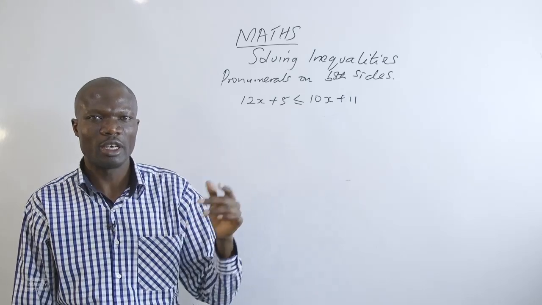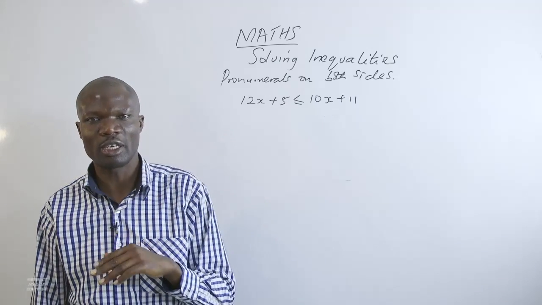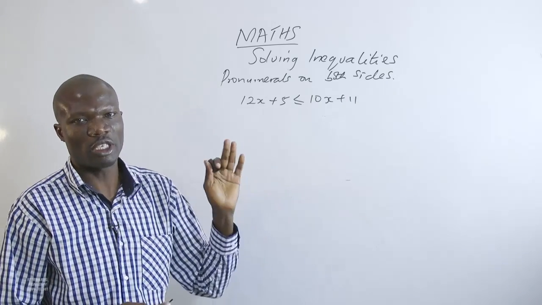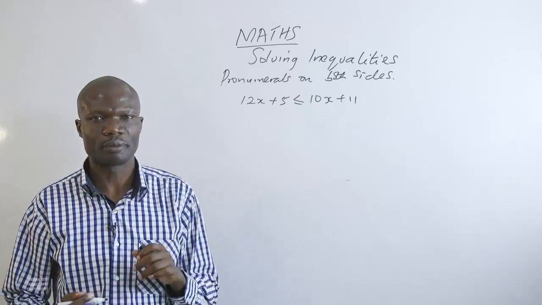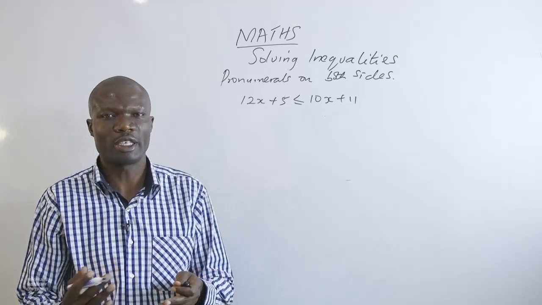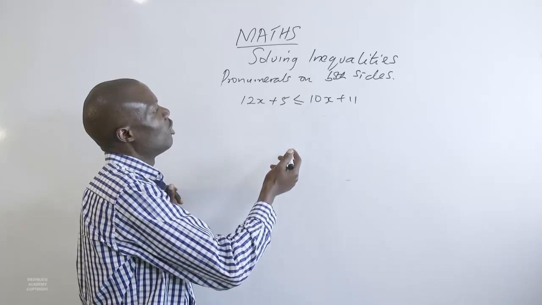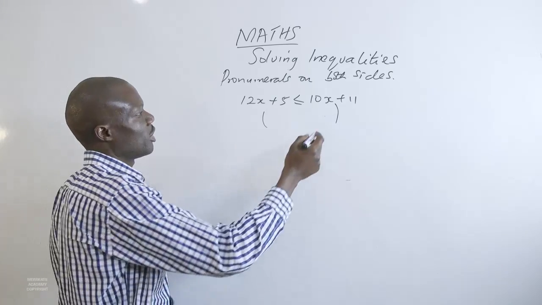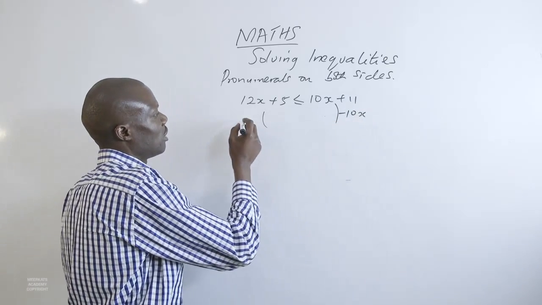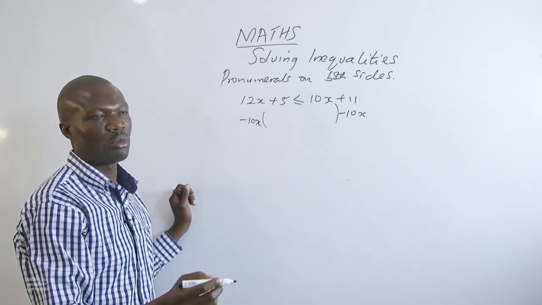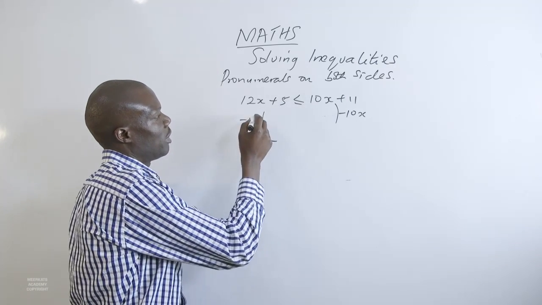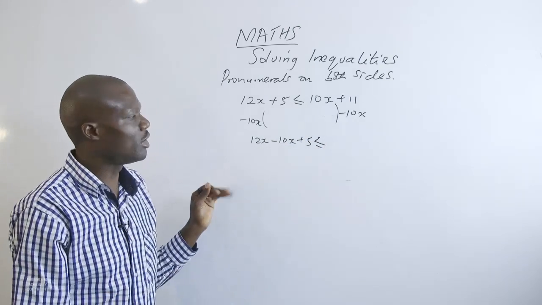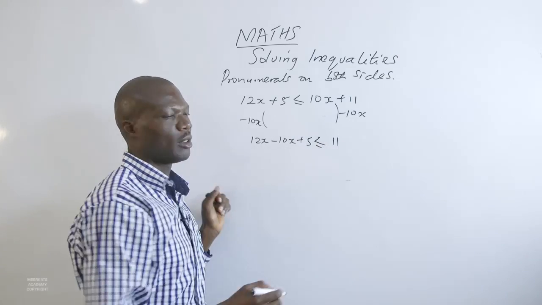So when we look at this inequality, we have x on the left-hand side. We also have x on the right-hand side. So how do we best approach this particular question? We need to collect the like terms so that we are able to deal with this. We need to bring this to the other side, so we shall subtract 10x, subtract 10x. So this one will be 12x minus 10x plus 5. The sign remains, and we have 11 remaining.